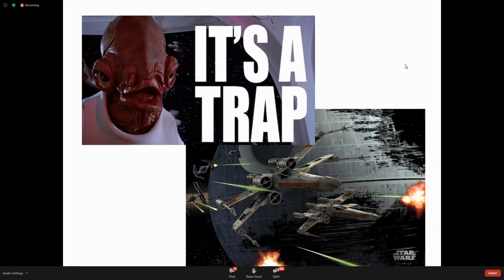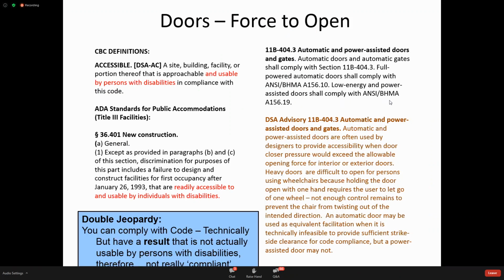So folks, this is the way I want you to remember it. It's a memorable slide. This is a trap. So let me unpack this. The code says, hey, you're allowed to go up to 15 pounds if it's a fire rated door. There's also a section of code that defines accessibility. Accessible by definition must be usable by persons with a disability.